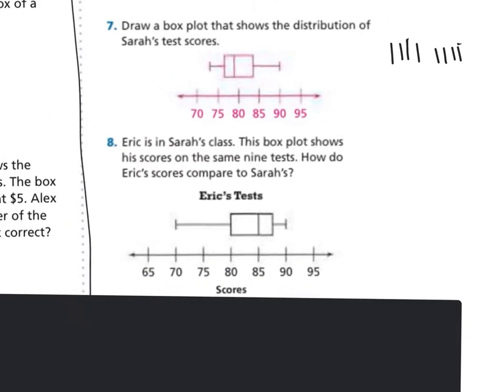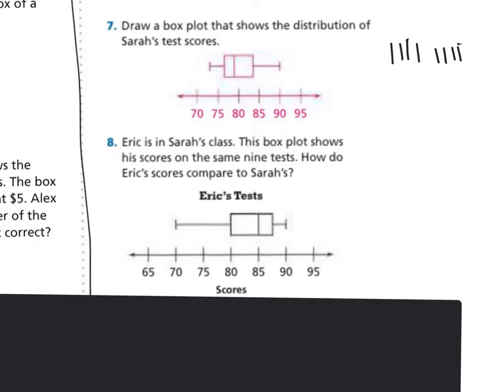So you can see Eric's lowest score was a 70, which is lower than Sarah's lowest test score. So we could say his lowest test score was lower than Sarah's. If we look at the highest test scores, both 90s, aren't they? So they both had the same highest test score, which is 90.